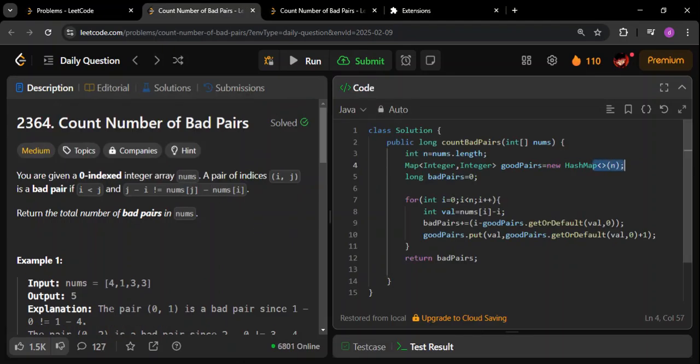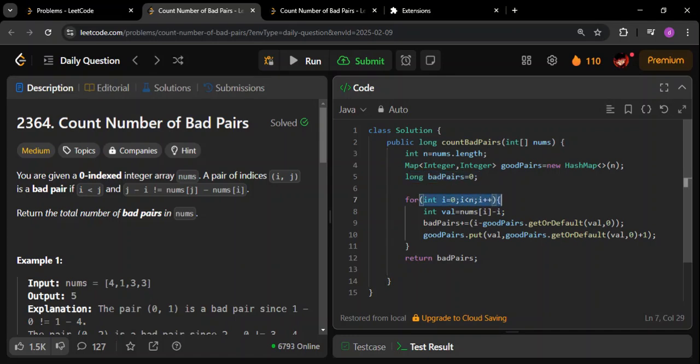The advantage here is that at the start of the program itself, enough memory will be allocated to this hash map so that it can store n max key value pairs. So during runtime it won't have to ask for any additional memory, because that is a very time consuming operation, right? Now I've declared this as a long data type.